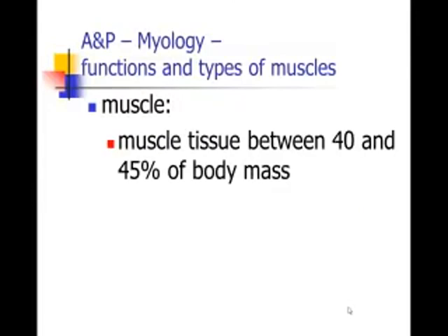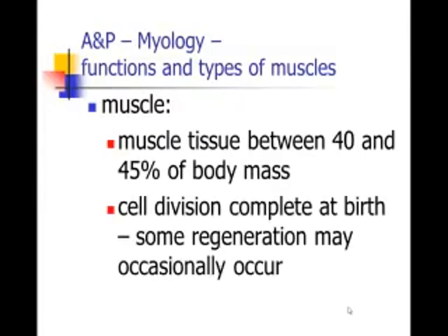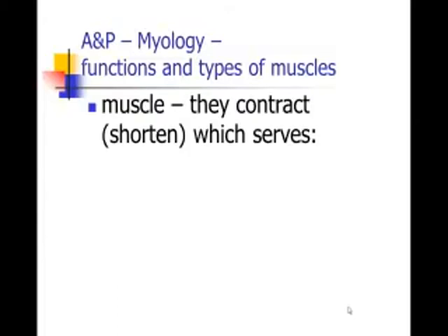So muscle tissue makes up between 40 and 45% of the body's mass. For the most part, there may be some regeneration occasionally, but cell division is complete at birth. This is potentially problematic because if you damage muscles and actually destroy the cells, you don't get new cells to replace them. Also, the number of muscle cells you have when you're born is basically the same number you have when you die of old age and arthritis.